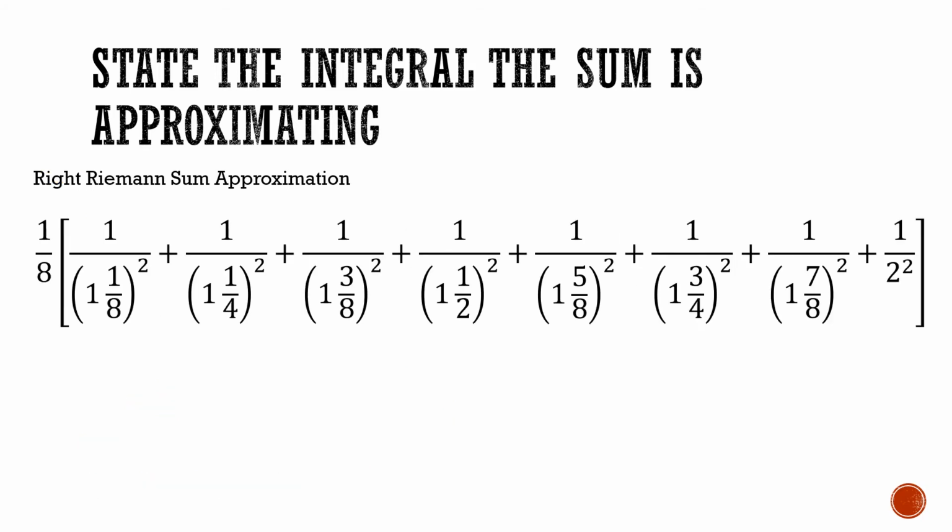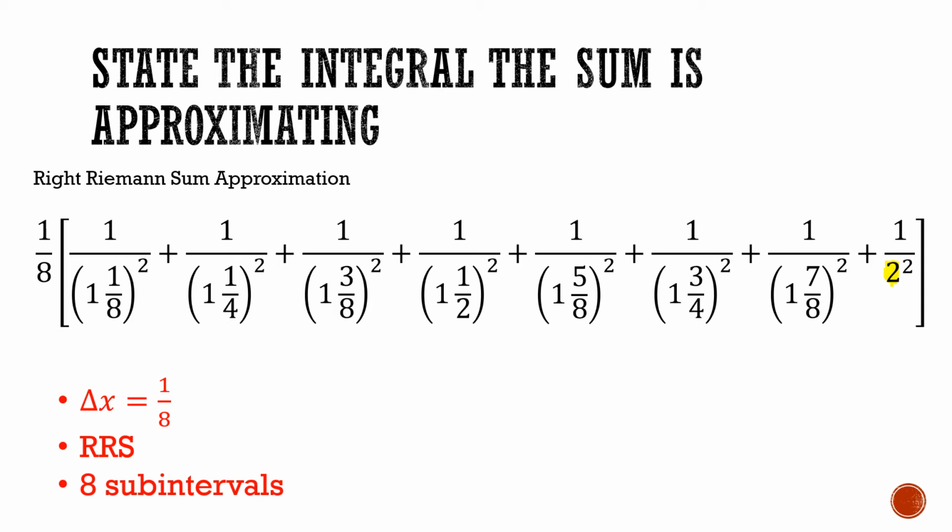All right, so the next example, we're doing pretty much the same thing. I notice that we have the 1/8 out in front, so that tells me my delta x is 1/8. I also know that they told me I'm doing a right Riemann sum, so this 2 over here is my furthest right point, or my b value. And I know that I have a total of 8 subintervals, which I can see simply by counting 1, 2, 3 all the way down.